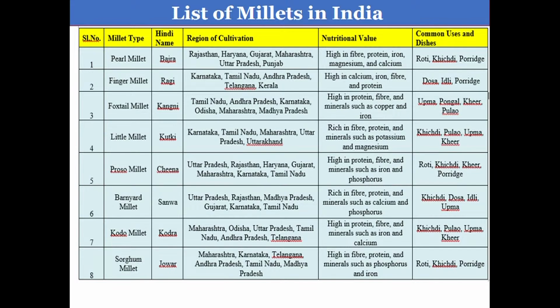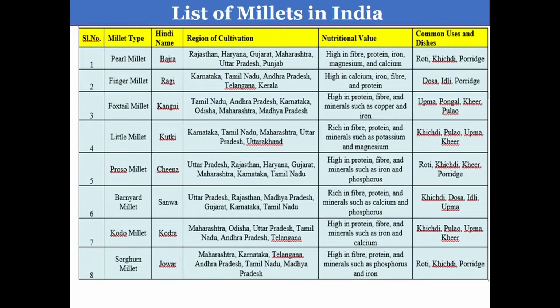And next is kodo millet, which is kodra in Hindi, cultivated in Maharashtra, Odisha, Uttar Pradesh, Tamil Nadu, Andhra Pradesh and Telangana. It is also rich in protein, fiber as well as minerals such as iron and calcium. You can prepare it as food like khichdi, pulao, upma, kheer, etc.